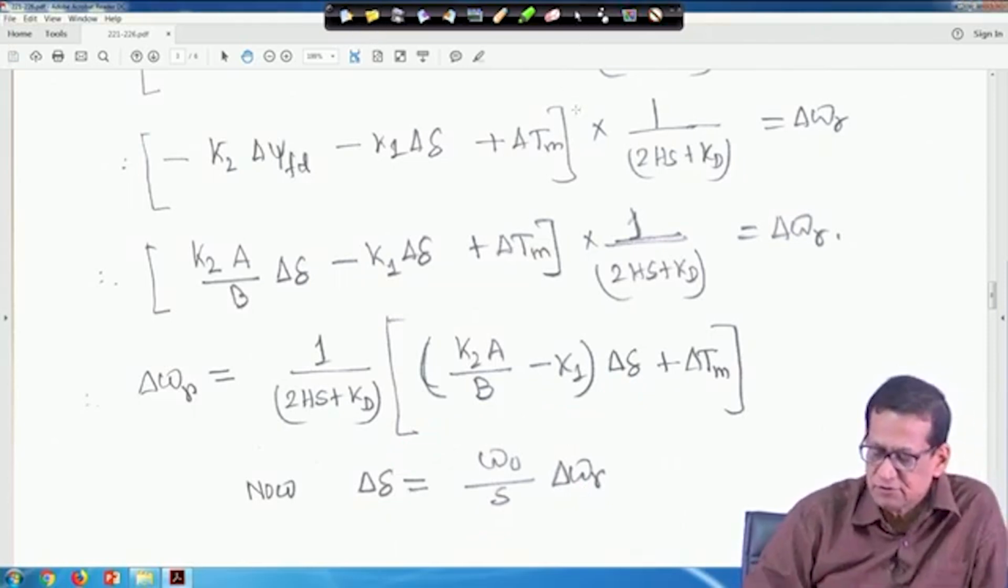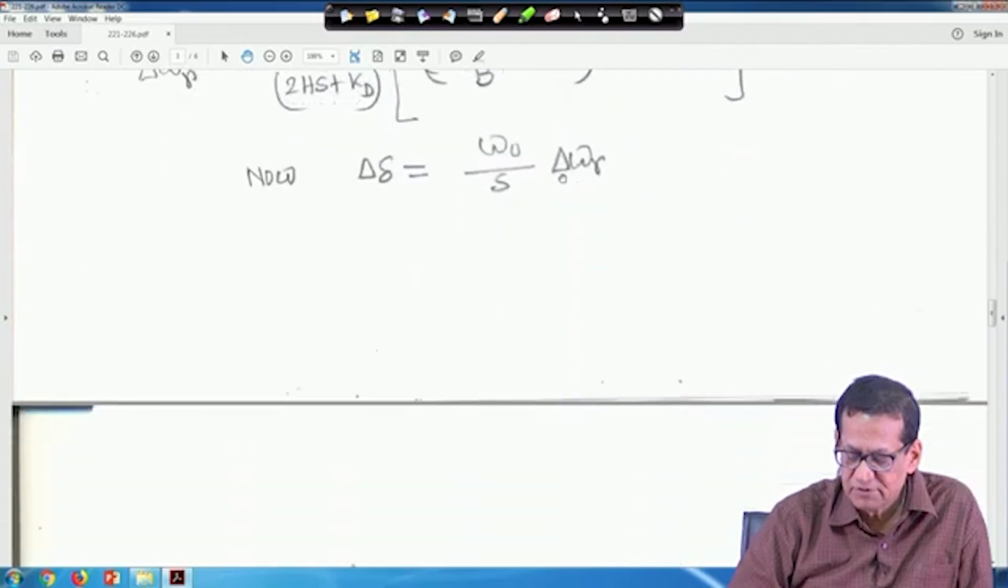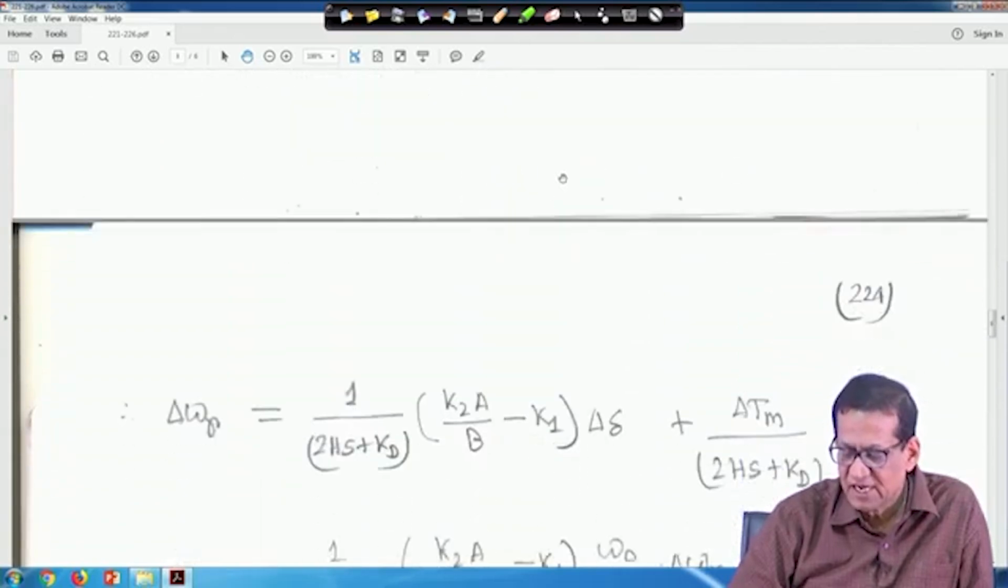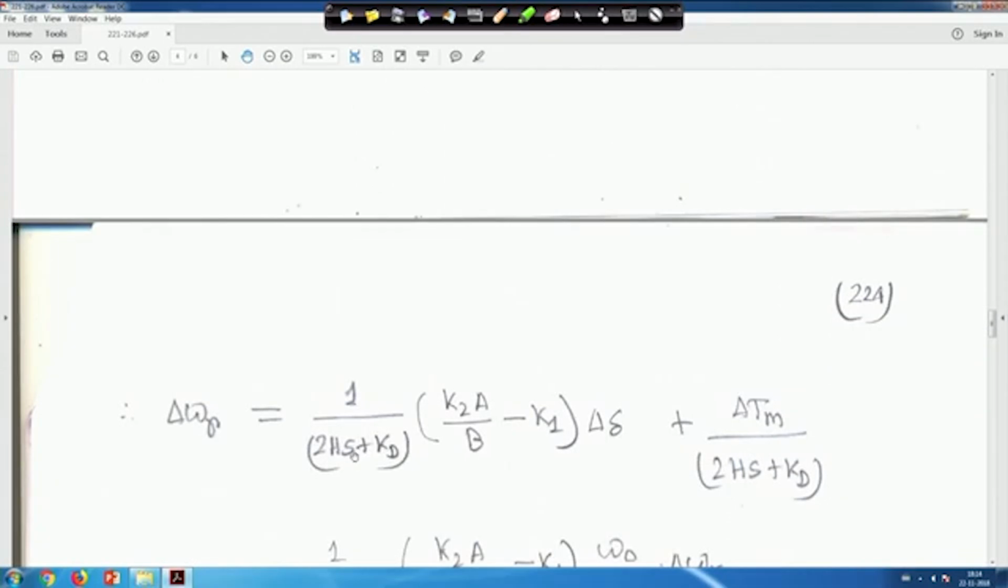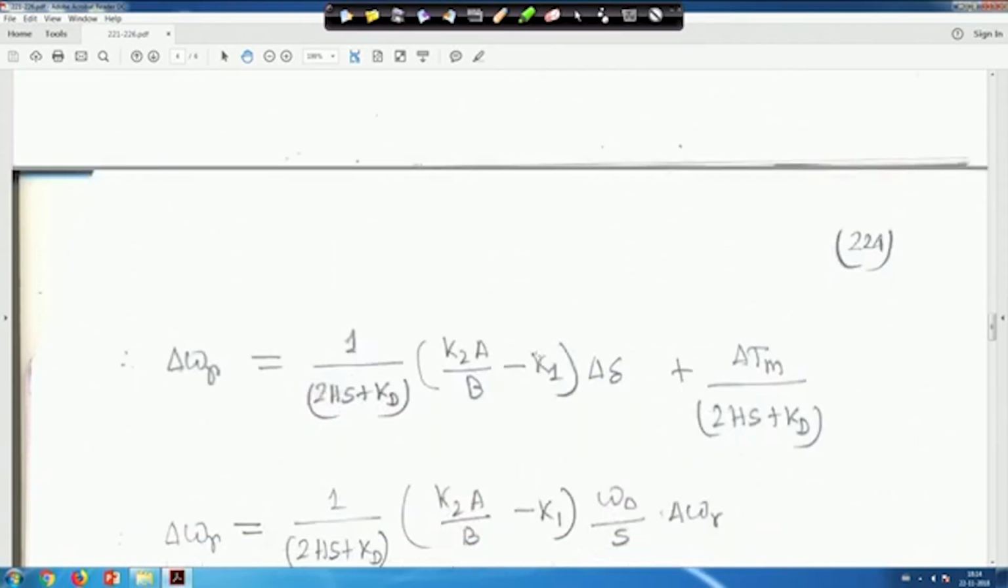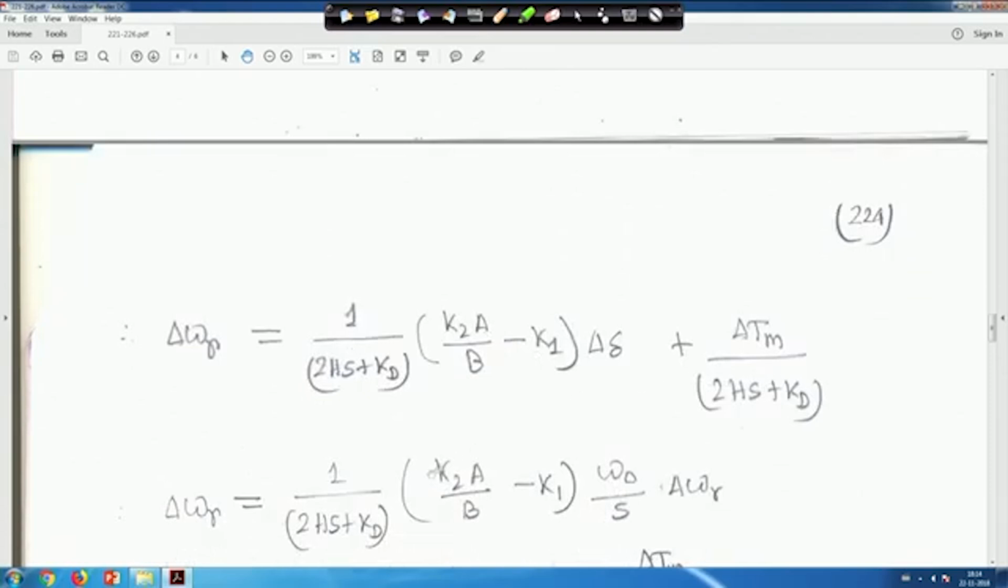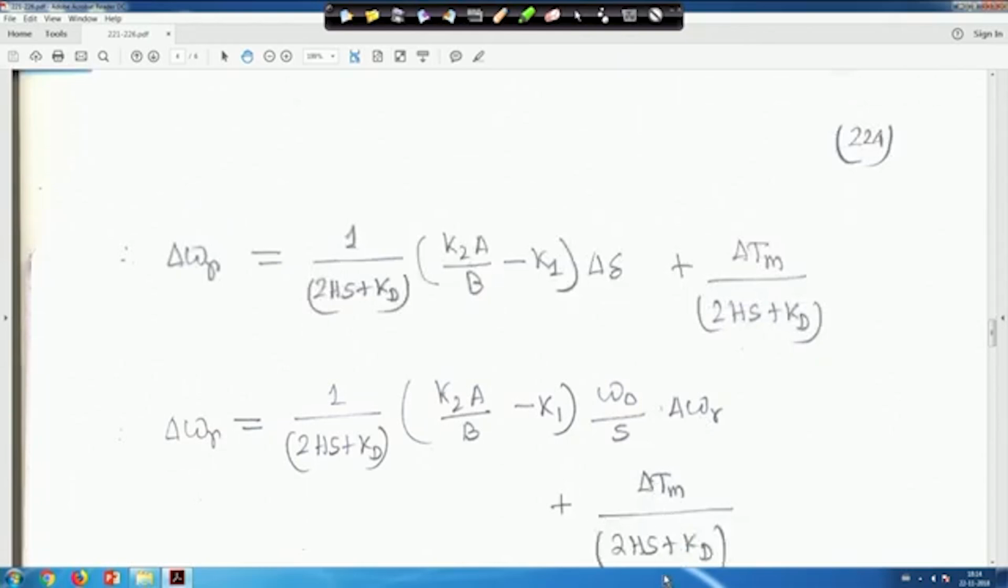If you do so, delta omega r will become like this: 1 upon 2Hs plus Kd, K2 a upon b minus K1, delta delta, plus delta Tm upon 2Hs plus Kd. So, delta omega r is 1 upon 2Hs plus Kd, this is K2 a upon b minus K1, and delta delta we replace by omega 0 upon s delta omega r. This I told you, this delta omega should be replaced by this one plus delta Tm upon 2Hs plus Kd.